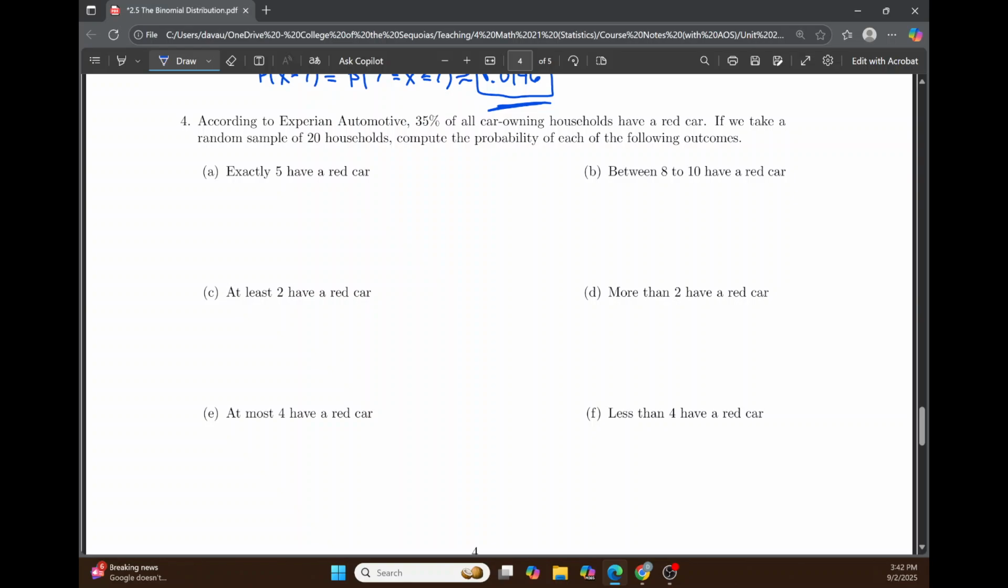Well, we'll use the binomial distribution, because either a household has a red car or it doesn't. So this is definitely a binomial dist. We have 20 households. Now the probability that any given household has a red car is 35%. So 0.35 is our probability of success. And then we want the probability that exactly 5 have a red car.